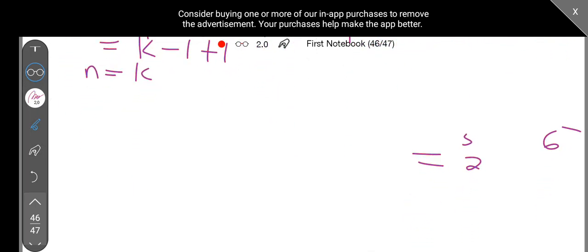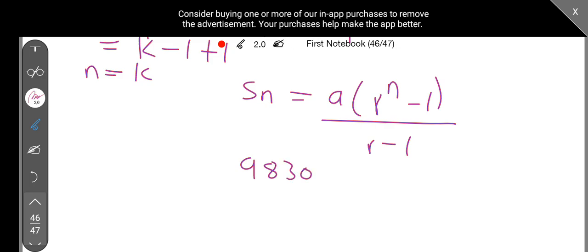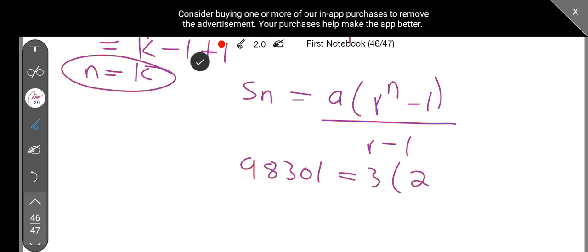Let's erase here. The formula is given as Sn is equal to a multiplied by r to the power of n minus 1, divided by r minus 1. They say that the sum is given as 98301. So 98301 is equal to a, the first term in the series which was given, which is 3, multiplied by the ratio, which is 2, to the power of n. We said that n is equal to k. We are solving for k, so where we see n, we're going to plug in k. Then this is minus 1, all over the ratio, which is 2 minus 1.